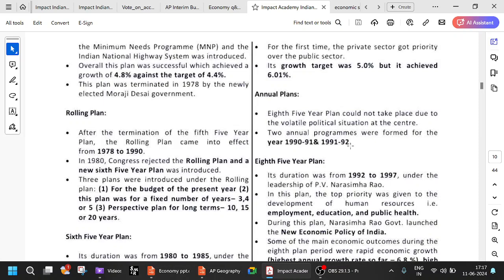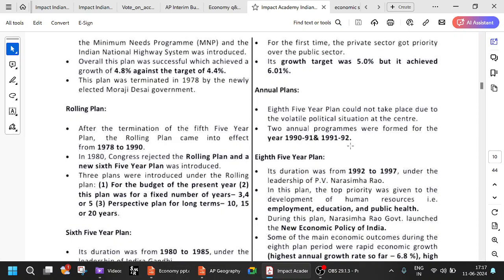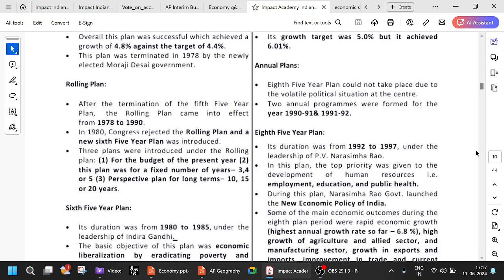The economy was liberalized. Foreign investment, FDI, has been allowed. Many companies have been opened for private investment. So all those things happened. So the eighth five-year plan is very important because it is the first plan after the LPG reforms: liberalization, privatization, and globalization. So in 1991, the Indian economy was liberalized.